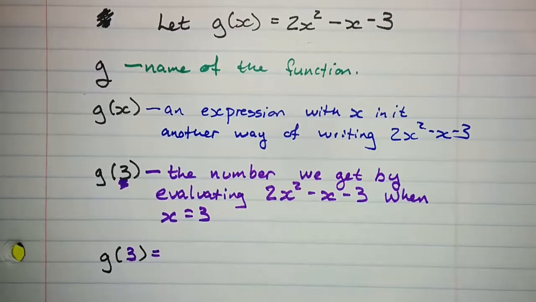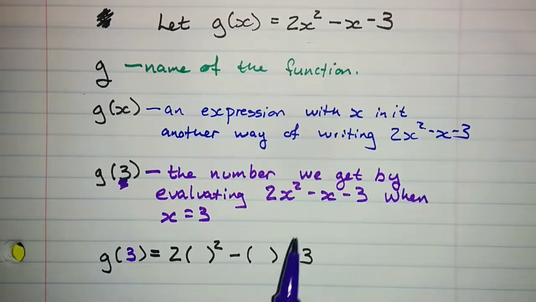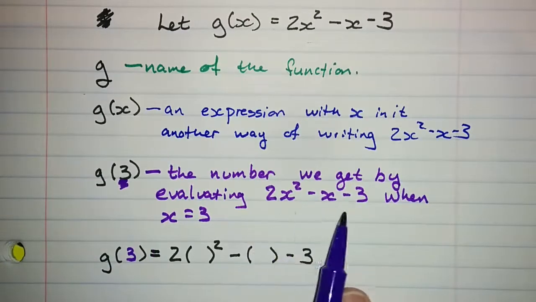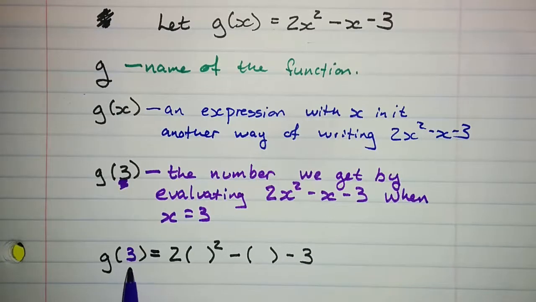So if I want to take g of 3, I write parentheses wherever I see an x in this expression for g, and then this thing in the parentheses, 3 in this case, I write into the parentheses. And now I do this arithmetic.